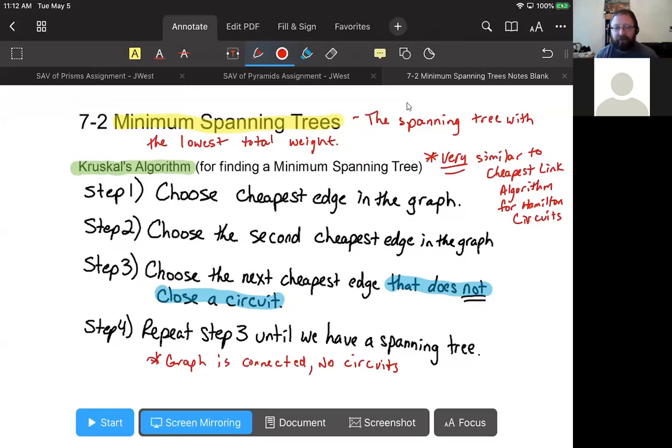So I've always found that the best way to teach this is to jump in and do a couple of examples. So I have two examples to go through today, and then we will call it a day.